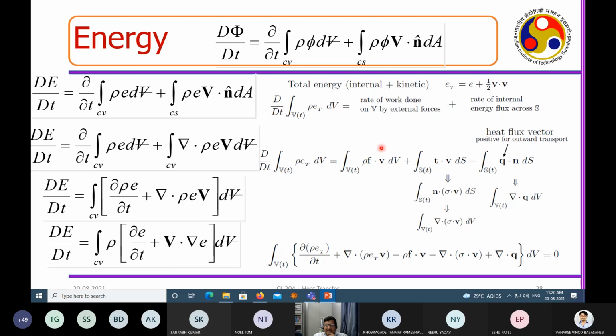Now, what am I doing here? Can anybody tell me, when I take F dot V, what is the parameter that I am getting? If I take a dot product of force with respect to V, what is the parameter that I am getting? The power. Very good, excellent, right?